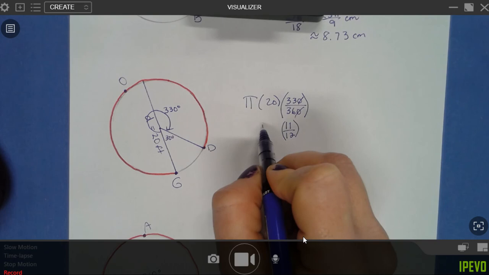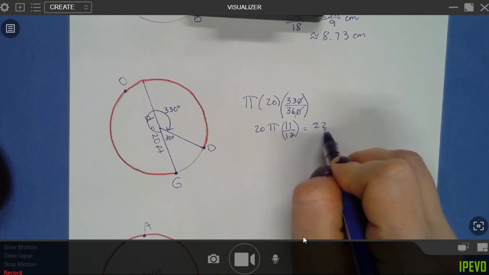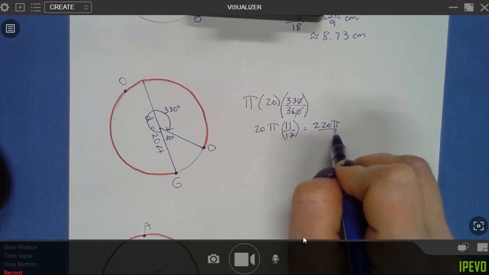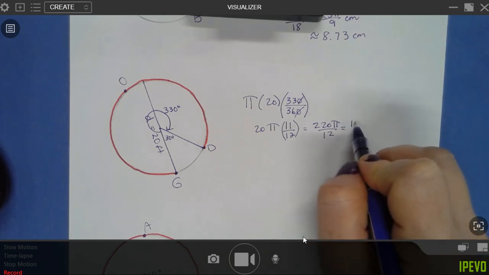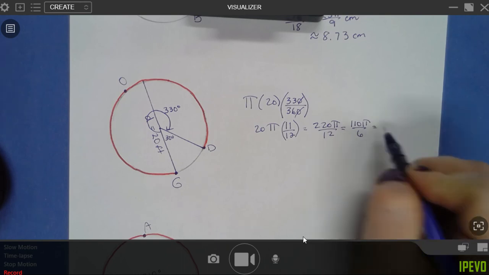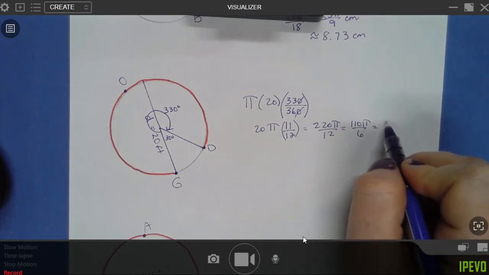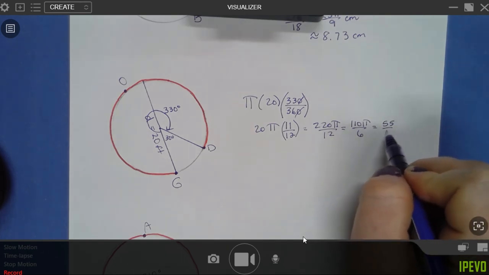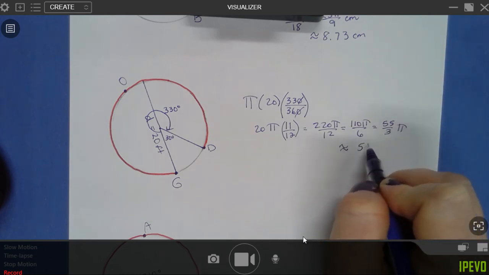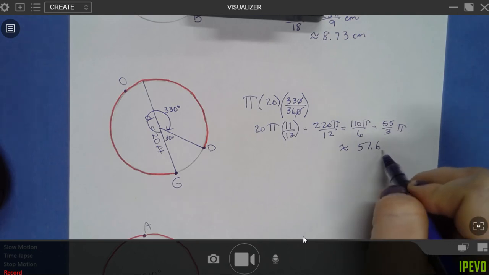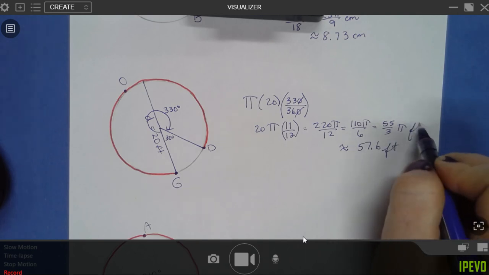And here I have 20 times pi. Well, that would equal 220 pi over 12. I'm just going to keep cleaning it up. I can divide that to 110 pi over 6. If we're looking for the accurate answer, just keep going till you can't reduce that fraction any further. 55 pi over 3, which is approximately 57.6 feet. And I don't want to forget, feet there also.